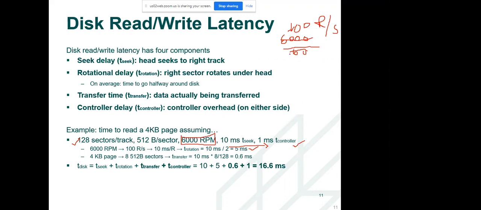If 100 rotation per second is coming, then I can also say that this is the seek time, 10 microsecond. T seek means seek delay. So if a 10-second delay is there, then it would be 10 microsecond per rotation. That's a delay.